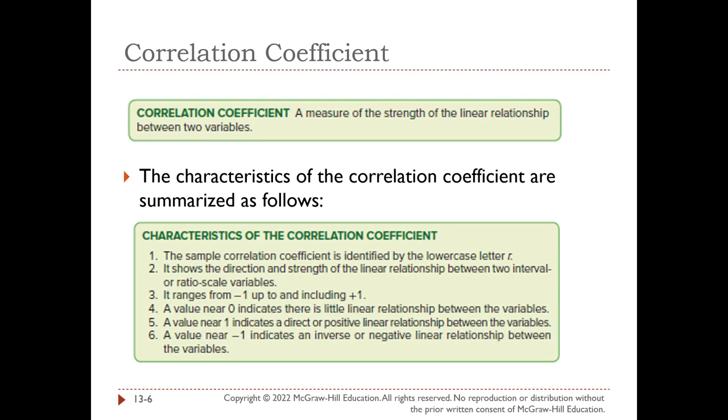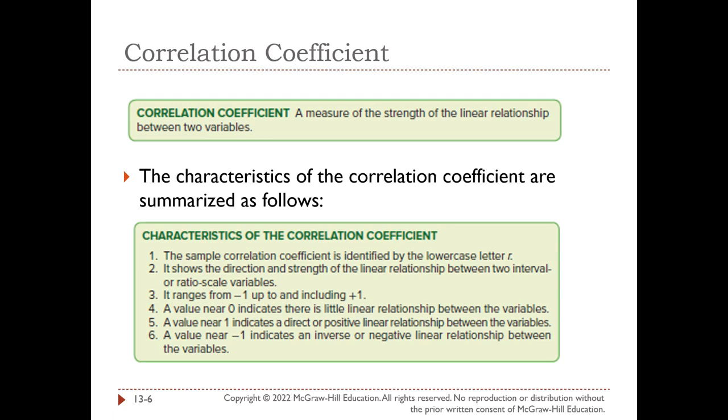So the characteristics of the correlation coefficient are: 1, the sample correlation coefficient is identified by the lowercase letter r. It's a pirate. R. Anyway, it shows the direction and strength of the linear relationship between two interval or ratio scale variables. It ranges from -1 up to and including +1.